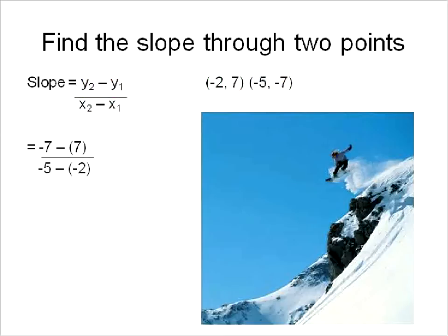You'll get an equation that looks like this. Negative 7 minus 7 over negative 5 minus negative 2. And we'll solve that equation. Negative 7 minus 7 will give us negative 14, and negative 5 minus negative 2 gives us a negative 3. Negative 14 over negative 3 is also equal to a positive 14 over positive 3. So we end up with a positive slope of 14 over 3. It rises 14 points for every 3 points that it runs or goes forward. So it's a pretty steep slope.